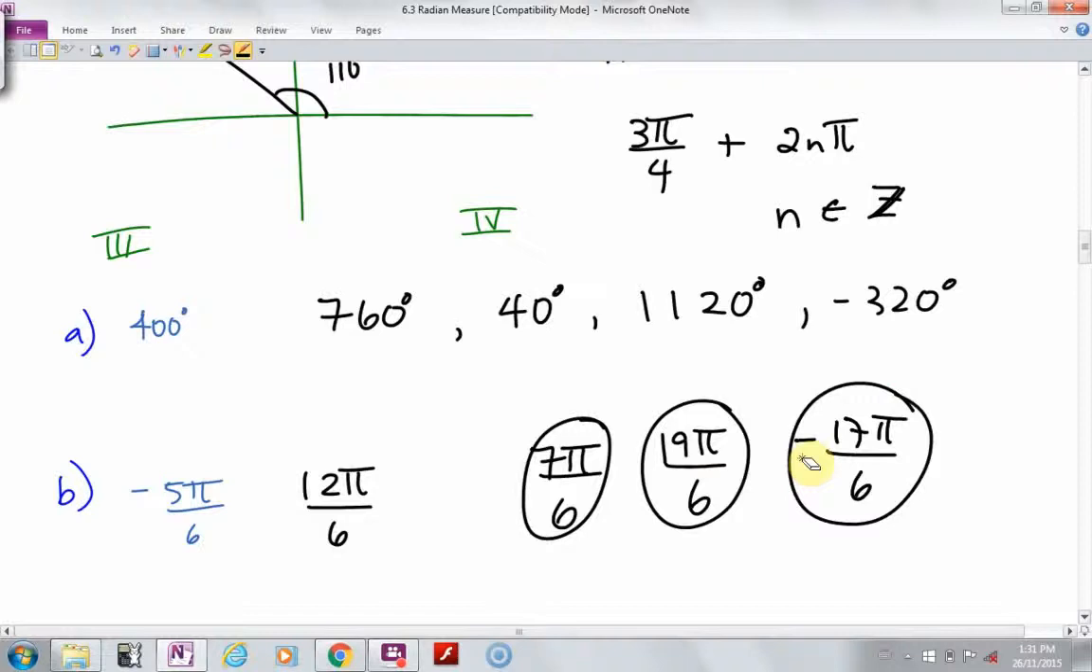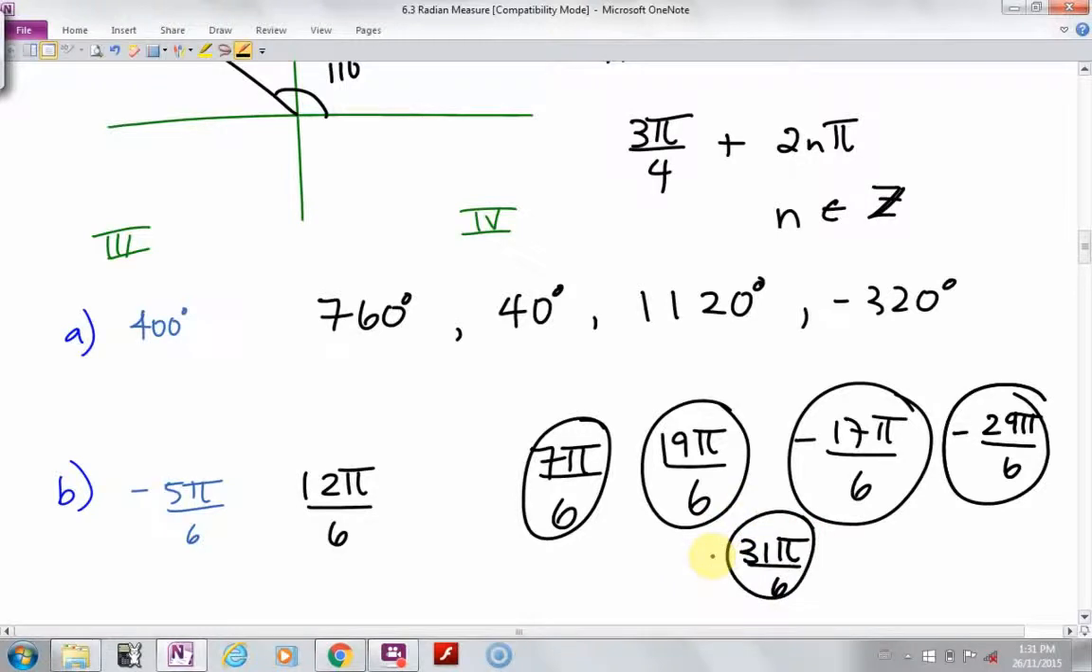And we could subtract again, or we could add to this. There's infinite possibilities. Okay, if we subtract again, we get negative 29 pi by 6. If we add, we get 31 pi by 6, etc. Okay? We all right with that?